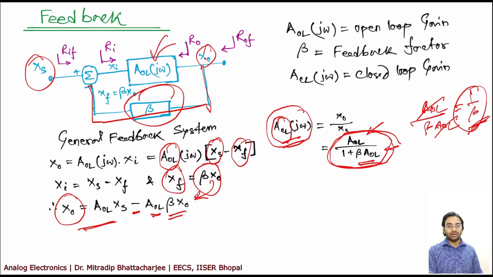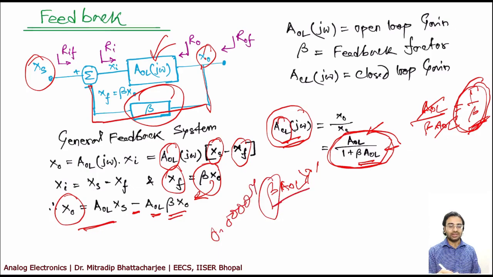So one can argue, let us put it 0.000005 or 0.0001. Your closed loop gain will be 10 to the power that many, 5, 6, because it is 1 by beta, right? But it is not true, because this thing you got when you considered your beta A0L is much greater than 1. Now if your beta value is 0.000001, this condition will not hold.